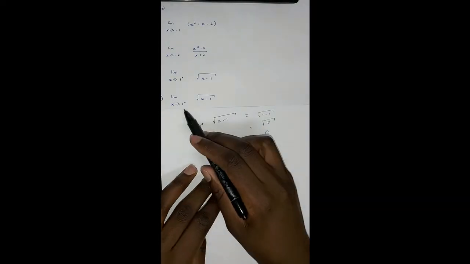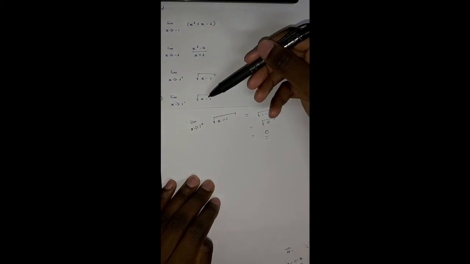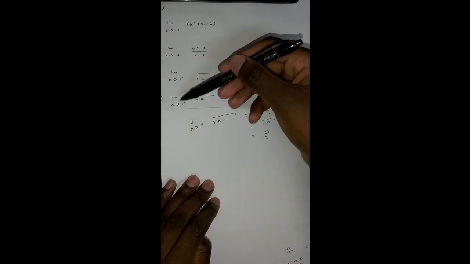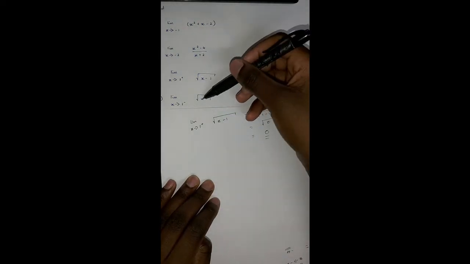And then moving on, the next one is now from the negative side. From the negative side, you're still going to directly substitute. As x approaches 1 from the negative, it's just going to get to 0 as well. Because you do the same thing: substitute your 1, then you have the square root of 0, and you get your final solution of 0.